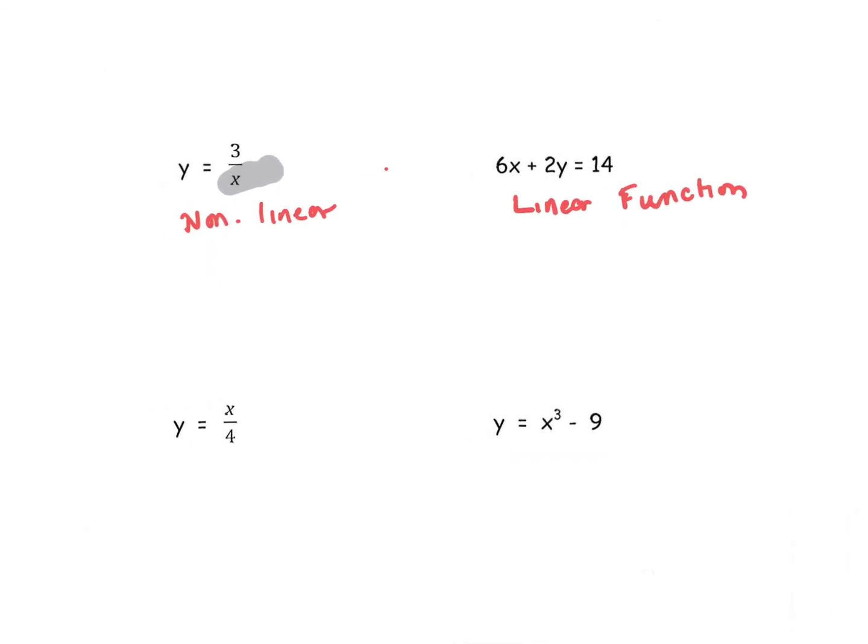If you recall, it said that it's okay to have x in the numerator but not the denominator, so this would be a linear function. And then finally, the last equation, x is raised to the exponent of 3. It can only be 0 or 1, so this is nonlinear. And this would be a function, but it's just not linear.